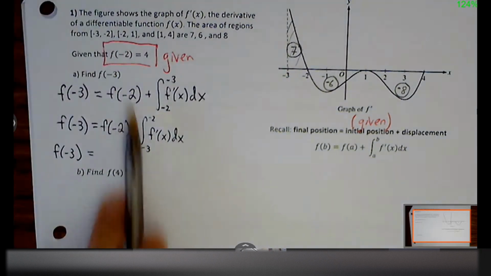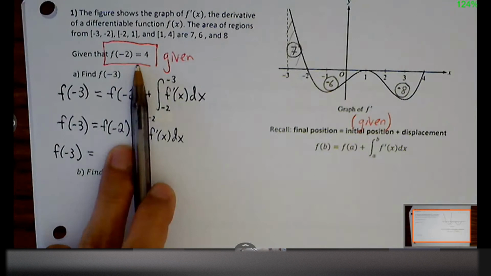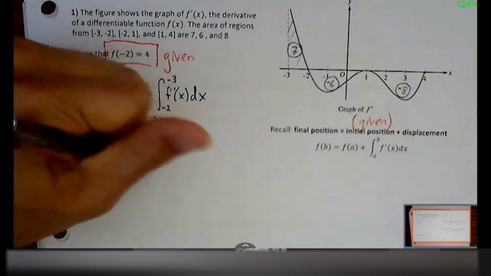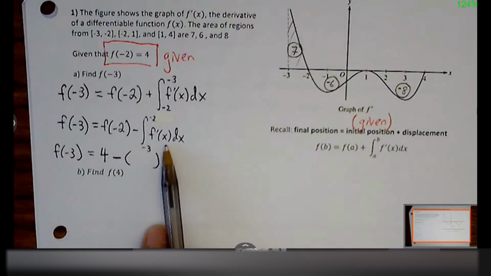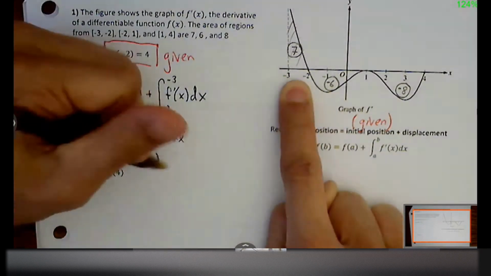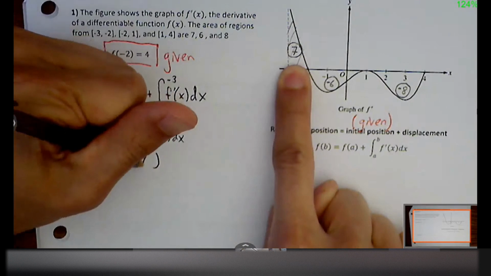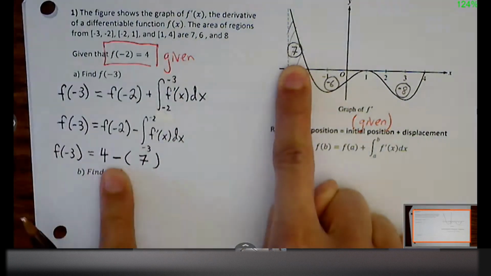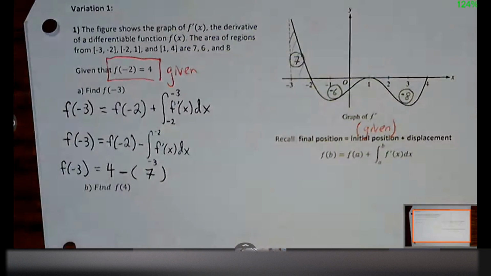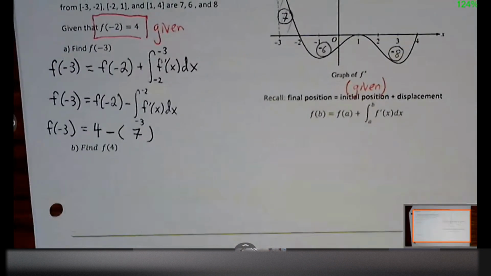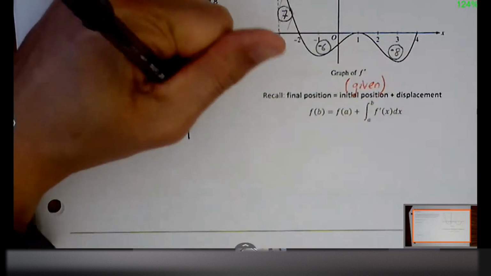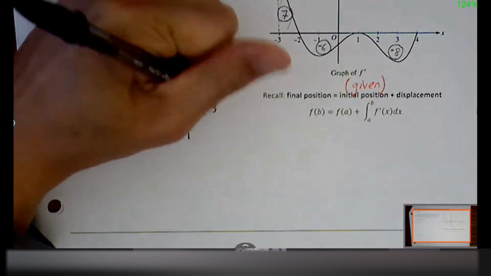So f of -2, we look at our given, that's just equal to 4, minus, and then the definite integral from -3 to -2, that's just a +7. We can just copy down exactly the sign that we see because we've already made the adjustment because of the fact that we're going backwards. Okay, I made a mistake on my key, but the actual answer should be -3.